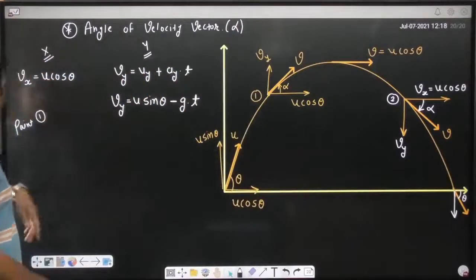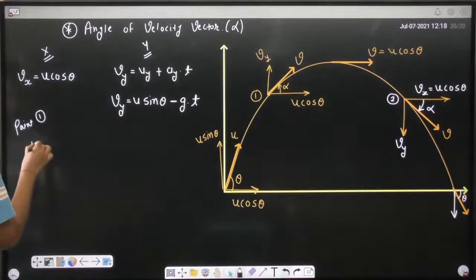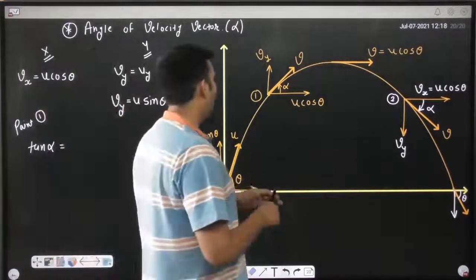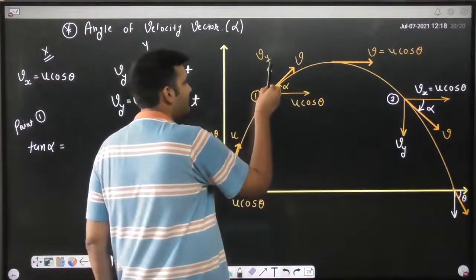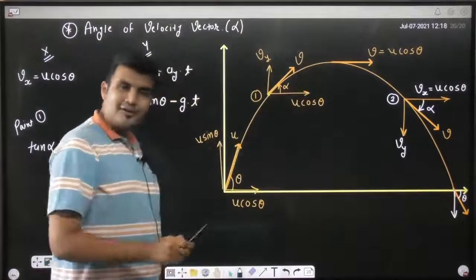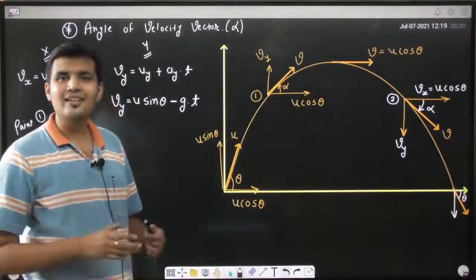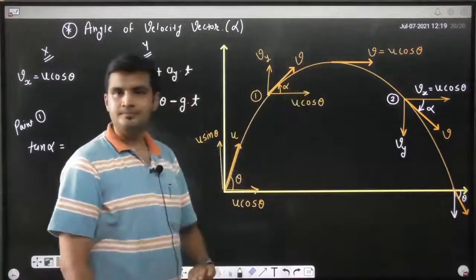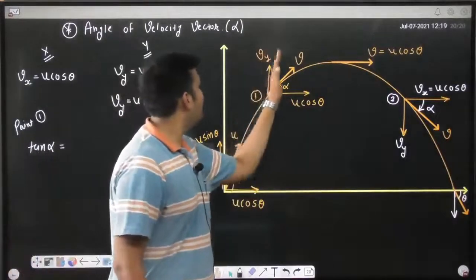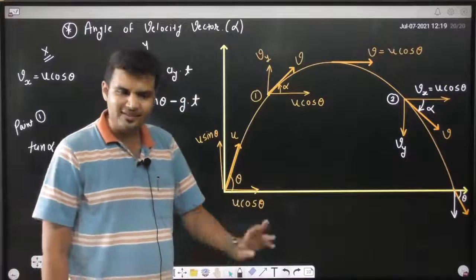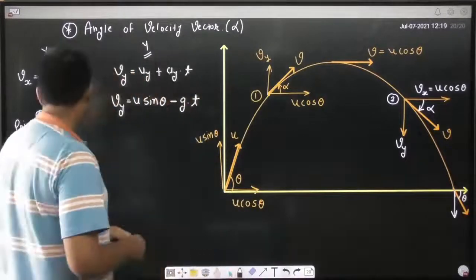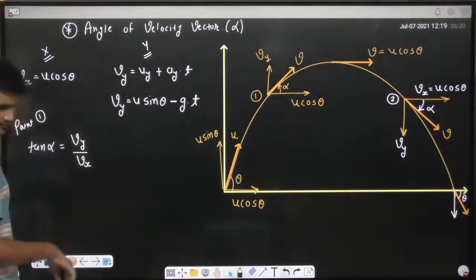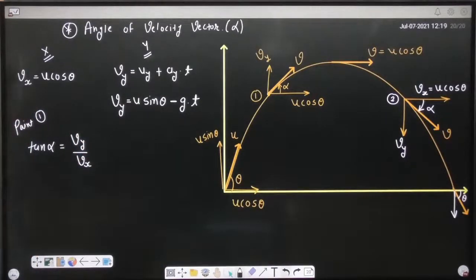So define tan alpha. Now you should be clear with vectors, so I will repeat for you. Here is Vy, can I shift it over here? As I told you, you can always shift your vector, but the length and orientation should not be changed. Shift the line here. So what is tan alpha? Vy by Vx, right? Tan alpha is your Vy upon Vx.